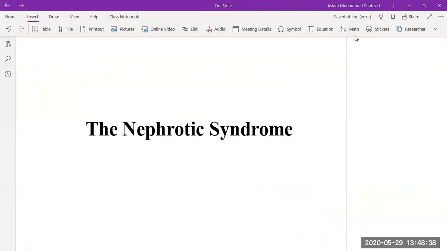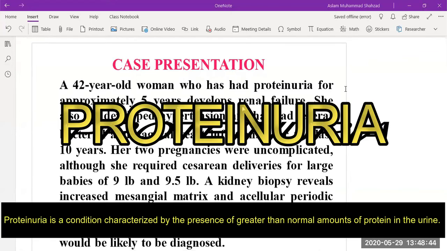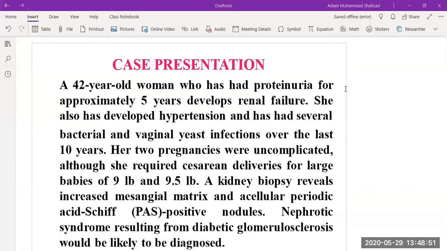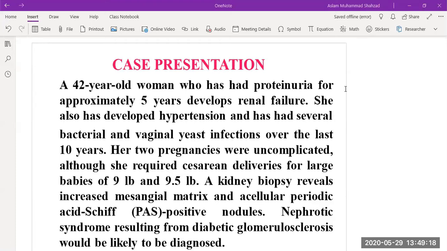We are going to start with nephrotic syndrome. I am presenting the case of a 42-year-old woman who had proteinuria for approximately 5 years and developed renal failure. She has also developed hypertension and had several bacterial and vaginal yeast infections over the last 10 years. Her 2 pregnancies were uncomplicated, although she required cesarean deliveries for large babies of 9 pounds and 9.5 pounds. A kidney biopsy reveals increased mesangial matrix and acellular periodic acid-Schiff positive nodules. Nephrotic syndrome resulting from diabetic glomerulosclerosis would be the likely diagnosis.